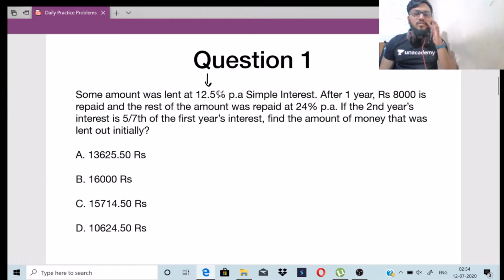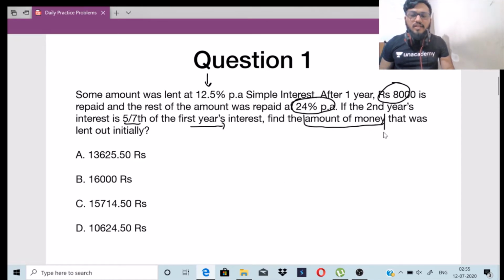Some amount was lent out at 12.5% per annum simple interest. After 1 year, what happens? 8,000 of the amount is repaid and the rest of the amount is converted into 24% per annum simple interest, right? If the second year's interest, the interest which has come out for the second year, is equal to 5 by 7th of the first year's interest, you have to find the amount of money that was lent out initially, that was given as a loan initially.